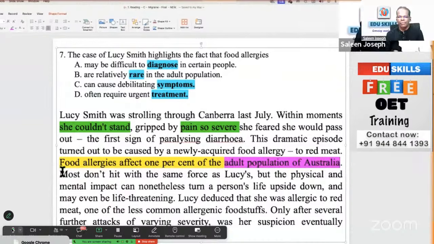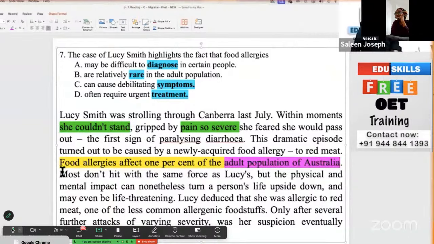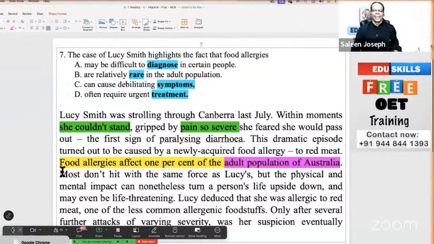Food allergies affect 1% of the adult population of Australia. Option B says are relatively rare in the adult population. Sounds the same, right? Adult population, rare. 1% means very rare. Yes. But the text is about Australia, and the other one is general, of the world. Did you understand? So these are the tricks repeatedly used in the materials.